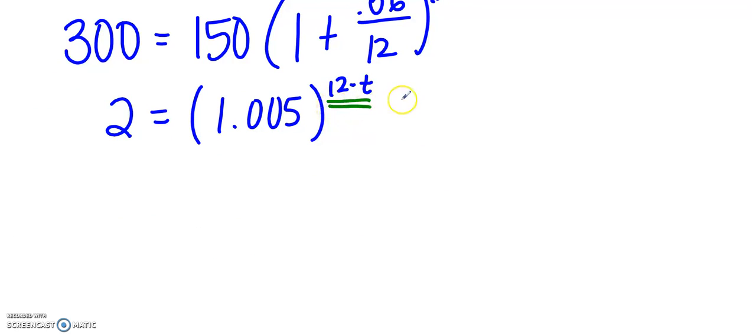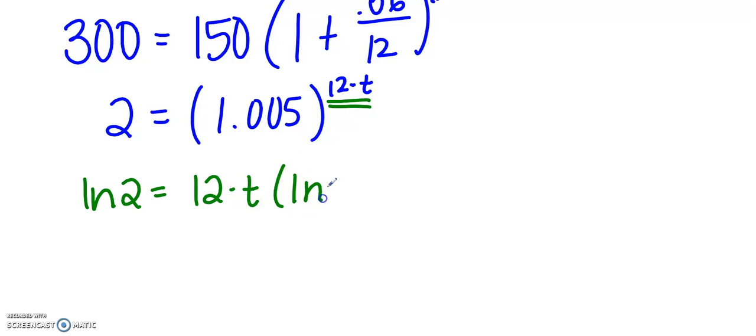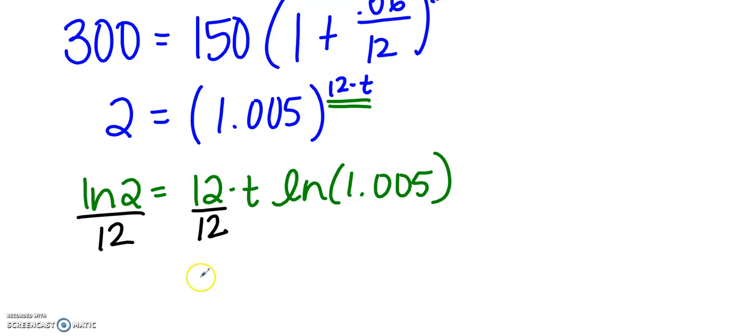And now if I wanted to solve for t, ignoring the fact that this was an investment equation, if I need to get something out of the exponent, I need to take a log of both sides. And then that power property, I don't like those parentheses there, that power property allows me to bring that 12t down to the front. So to get t by itself, I need to divide by 12. I also need to divide by the natural log of 1.005.